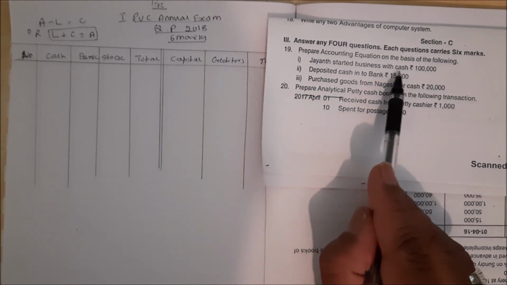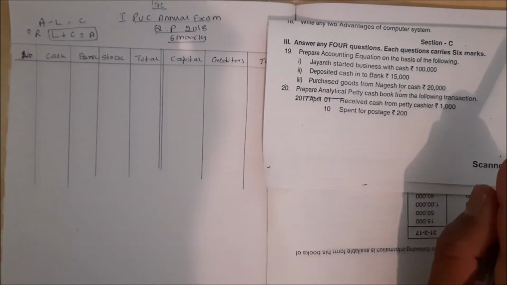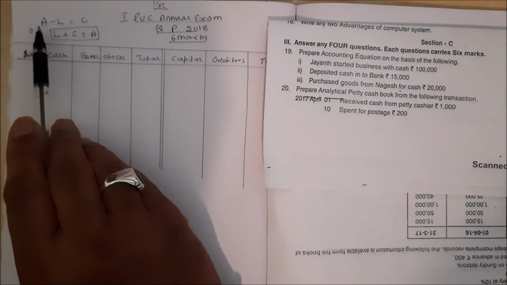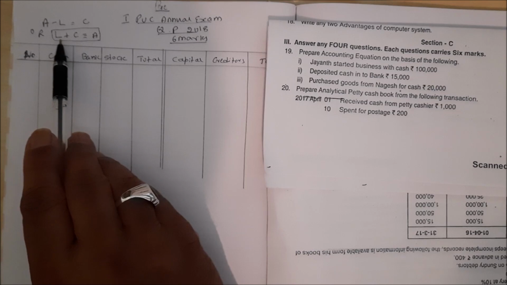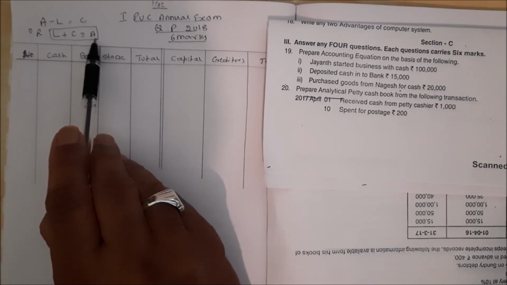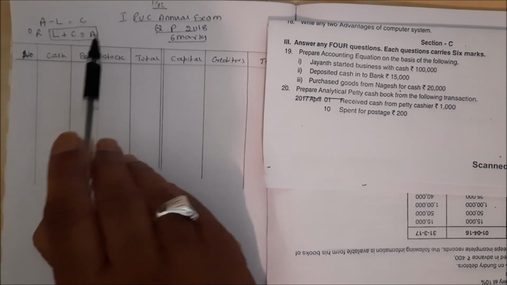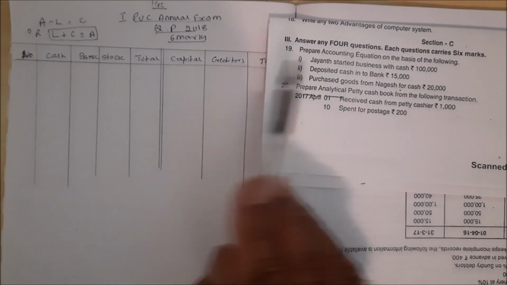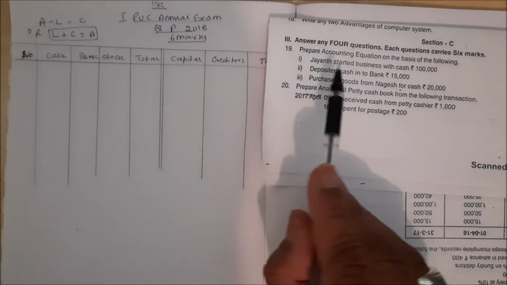Giant started business with cash rupees 1 lakh. So the journal entry is cash account debit to capital account. That means we should have the accounting equation: asset minus liability is equal to capital, or liability plus capital is equal to asset, or asset is equal to liability plus capital. Whatever you say, it is one and the same. So there are two things: one is cash, the other one is capital. So I have written cash, I have written capital.